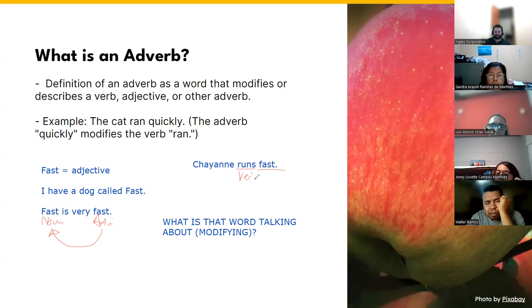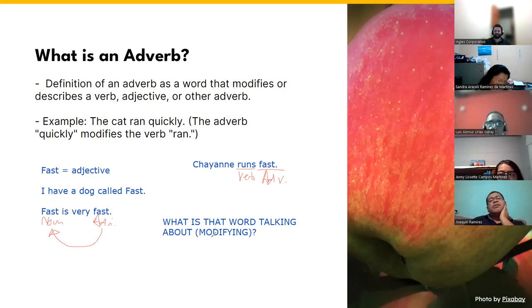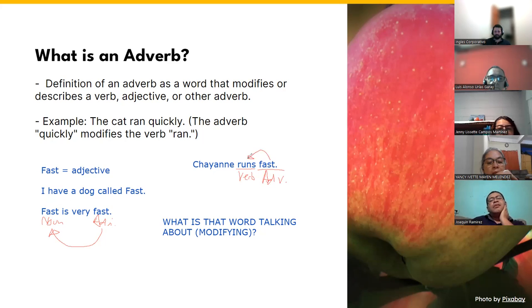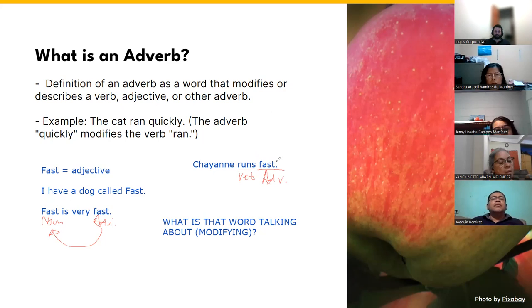Very good. Guys, in this case, if I say Cheyenne is very fast, fast is modifying the noun, right? Anything that modifies a noun or a pronoun is an adjective. In this case, fast is an adverb, not an adjective. Why? Because you have to ask yourself, what is that word talking about? Is it talking about Cheyenne? No. It's talking about runs, and runs is a verb. So, take a look at the presentation, guys. Everything that modifies a verb, an adjective, or another adverb is considered an adverb.